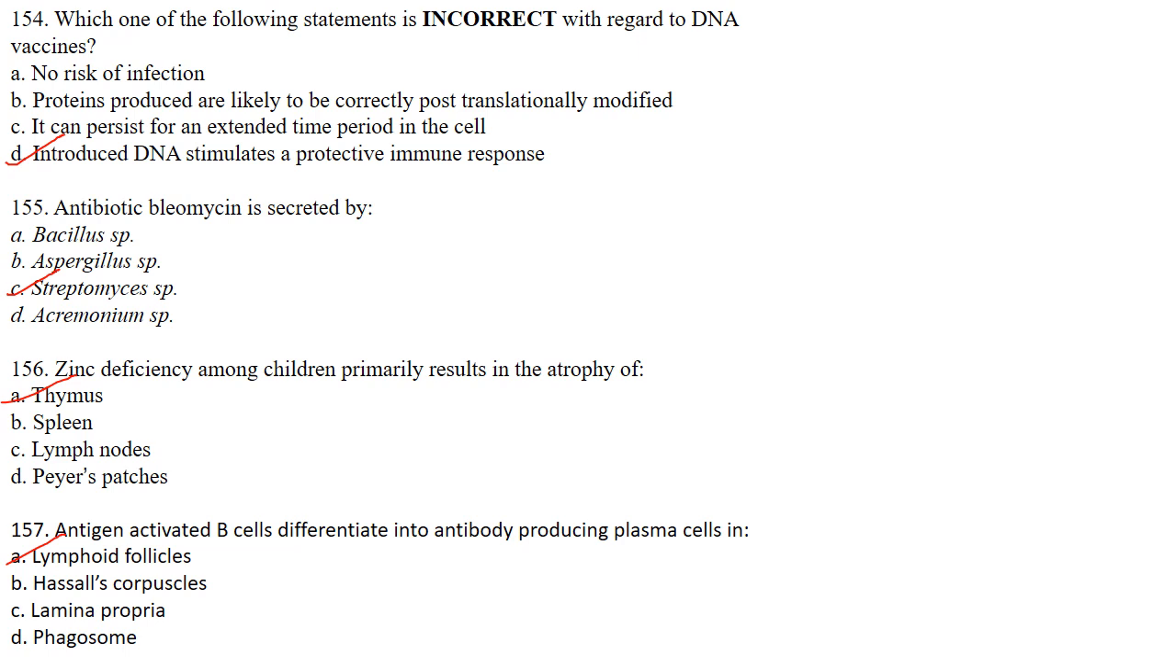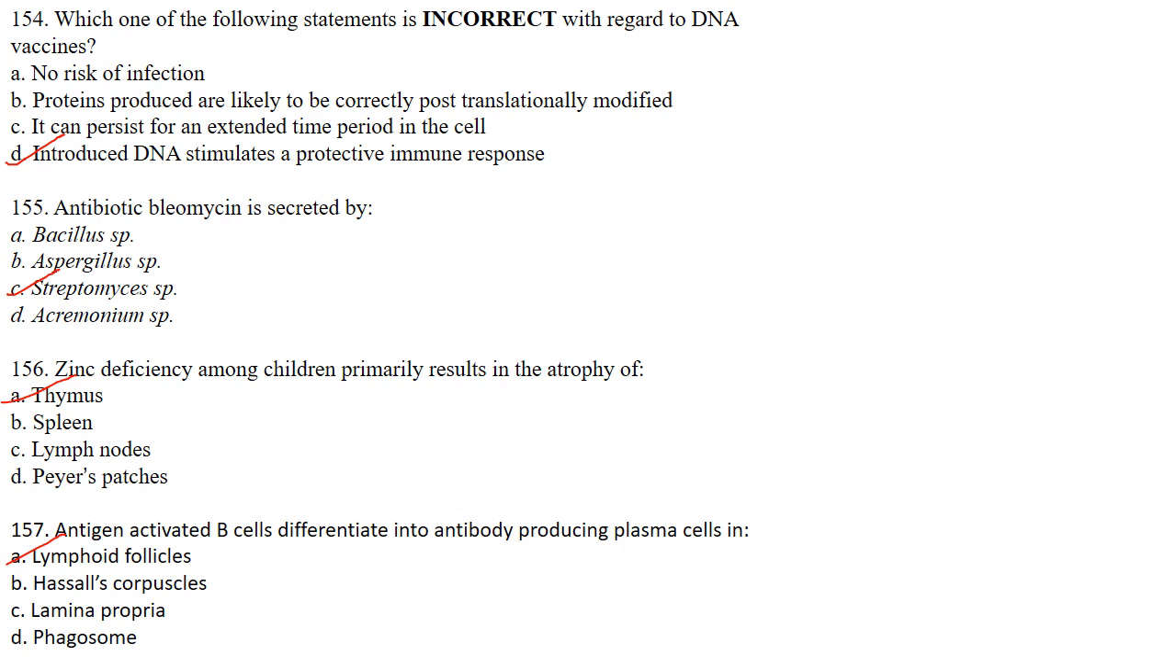It is the machinery in the human cells, to whom the DNA vaccine has been administered, that makes a viral or bacterial protein which the immune system recognizes as being foreign to the body. So the answer here which is incorrect is option D. Then antibiotic bleomycin is secreted by Streptomyces species. Answer is option C. Then zinc deficiency among children primarily results in the atrophy of thymus.